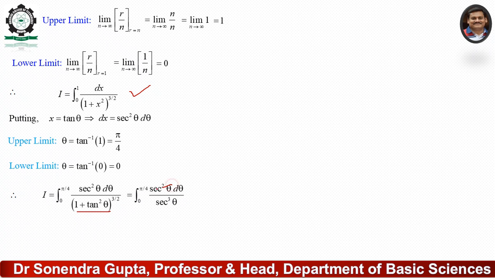Now this sec square is cancelled by the sec cube, leaving 1 upon sec, that is cos theta. Now cos theta integrated with respect to theta is sin theta from 0 to pi by 4. That means sin pi by 4 minus sin 0, which is equal to 1 by root 2 minus 0. Now the required answer is 1 by root 2.